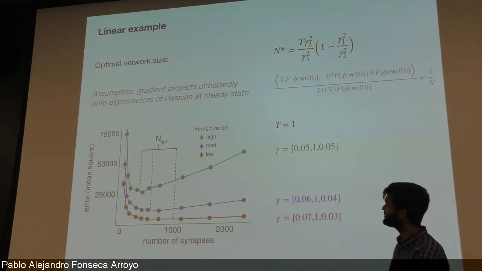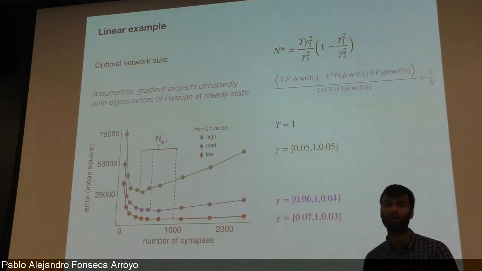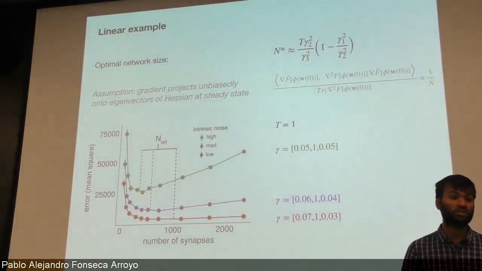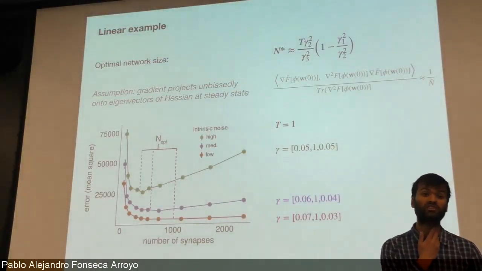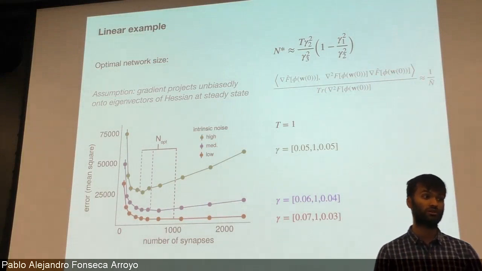Okay, anyway, so this is really just a proof of principle to show that, first of all, what we're saying is that by changing the network size, we can change the steady state error for given proportions of task relevant to task irrelevant plasticity.